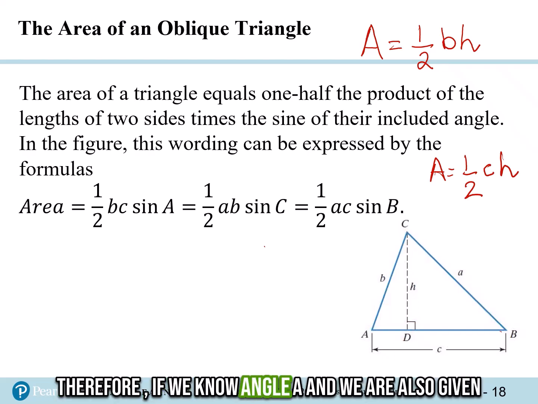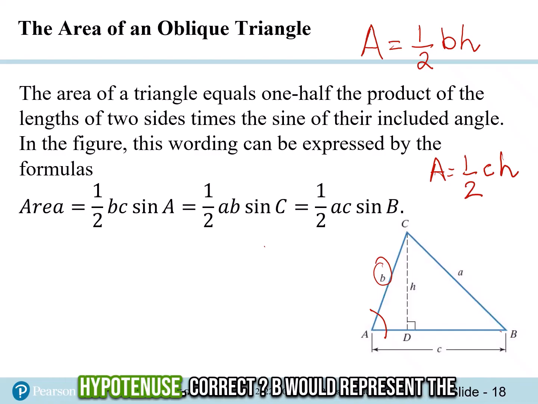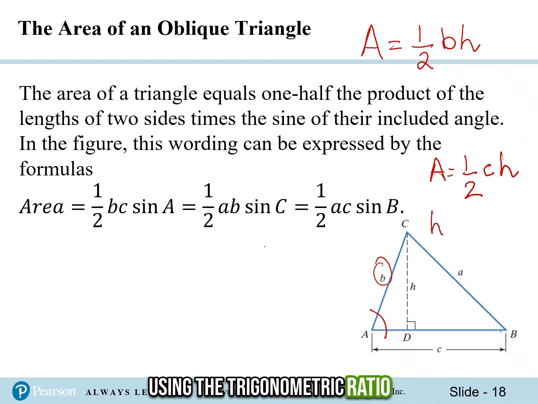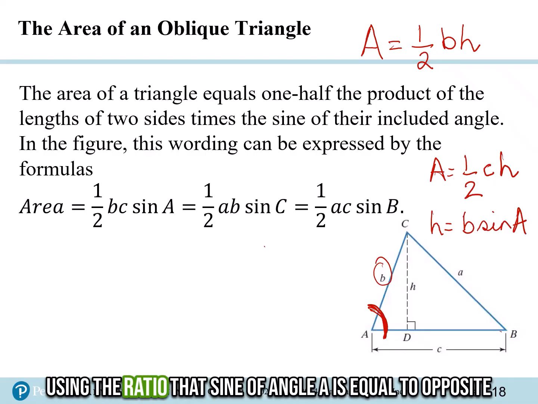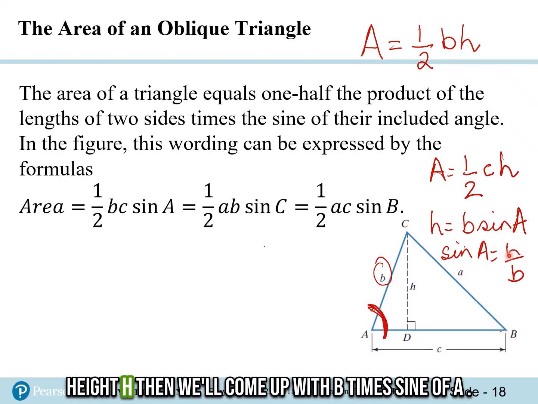Therefore, if we know angle A and we are also given side B, then the height is the opposite side over the hypotenuse, correct? B would represent the hypotenuse of this right triangle. So we can find H using the trigonometric ratio H equals B times sine of A, using the ratio that sine of angle A is equal to opposite over hypotenuse, H over B. And then if we solve for the height H, we'll come up with B times sine of A.